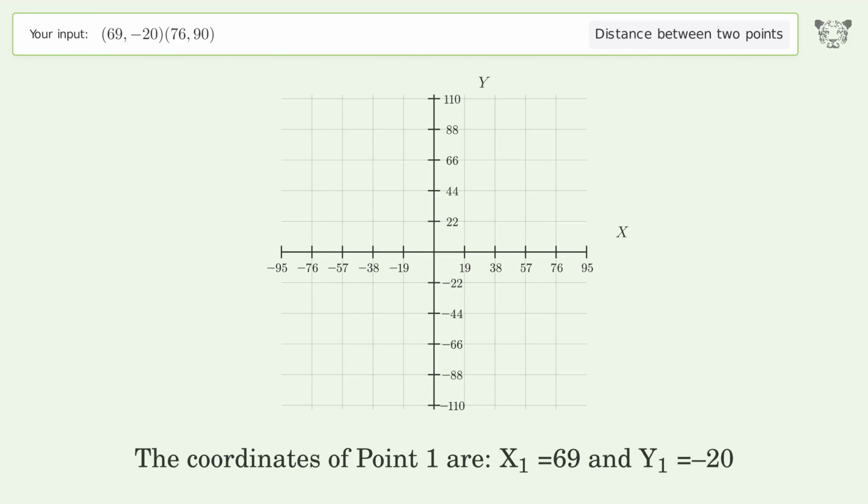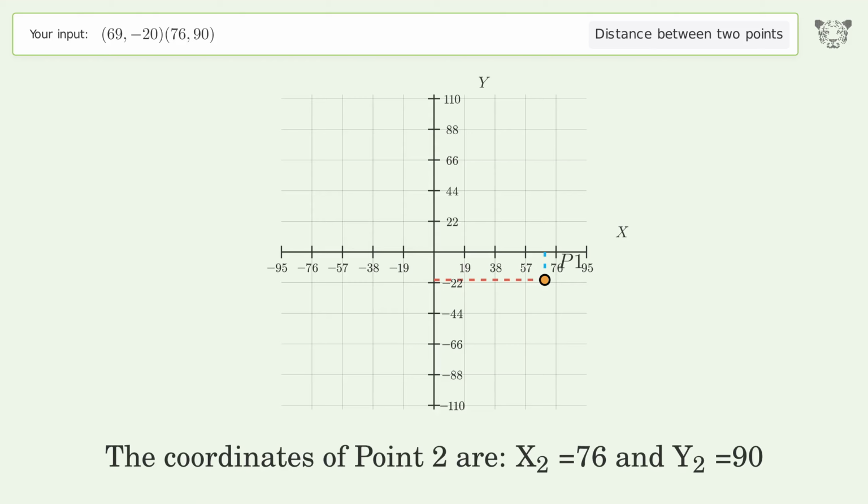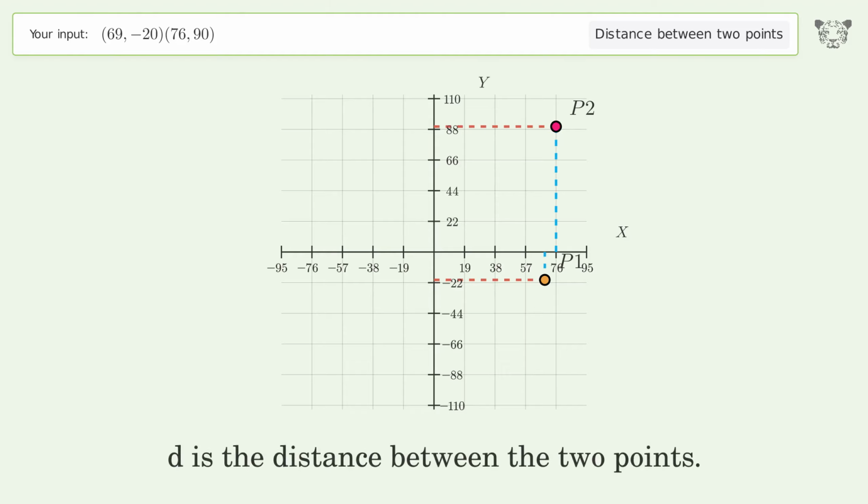The coordinates of point 1 are x1 equals 69 and y1 equals -20. The coordinates of point 2 are x2 equals 76 and y2 equals 90. D is the distance between the 2 points.